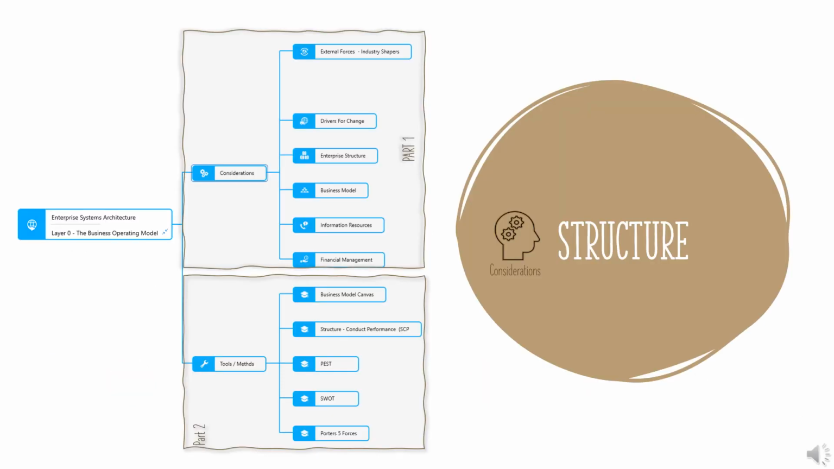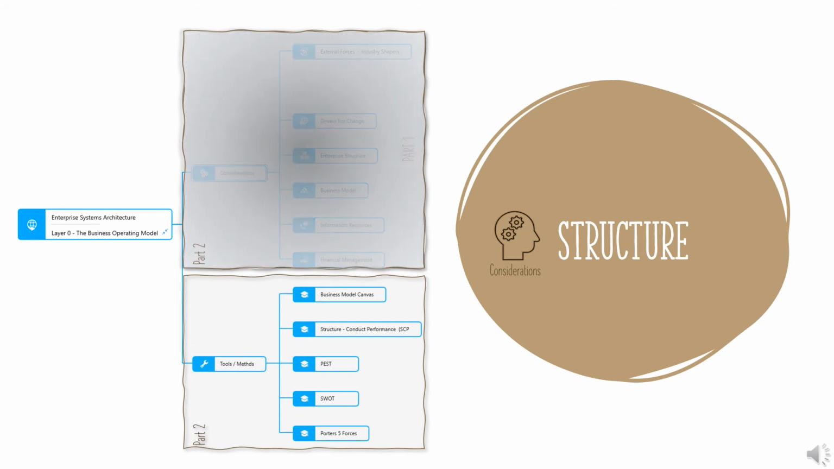So far we have covered many of the areas that need to be analysed when looking at the business operating model: the left side, the verticals. Now we turn our attention to the numerous tools and models that are available to us for analysis, both of the industry and of our organisation.